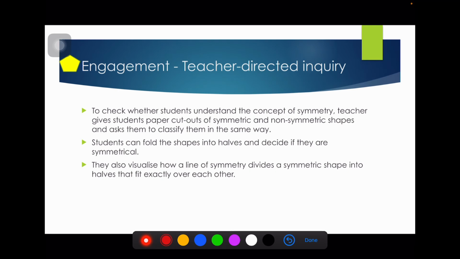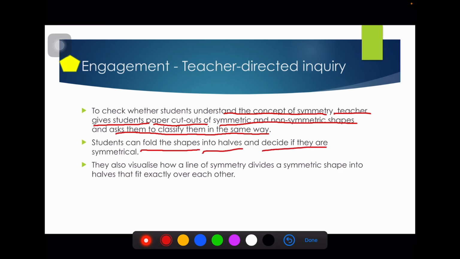Now, to check whether students understand the concept of symmetry, a teacher gives students paper cutouts of symmetric and non-symmetric shapes and asks them to classify them in the same way. Okay, so a student can fold the shapes into halves and decide if they are symmetrical. They also visualize how a line of symmetry divides a symmetric shape into halves that fit exactly over each other.